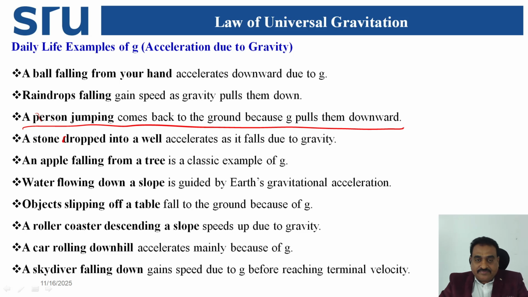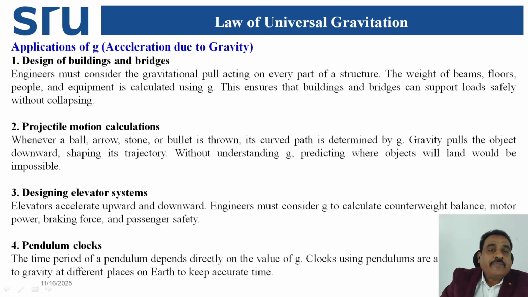Objects slipping off a table fall to the ground because of acceleration due to gravity. A car rolling downhill accelerates mainly because of acceleration due to gravity. A skydiver falling down gains speed due to small g before reaching terminal velocity. So, coming to applications of acceleration due to gravity.